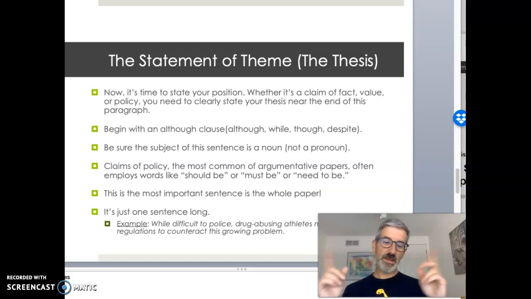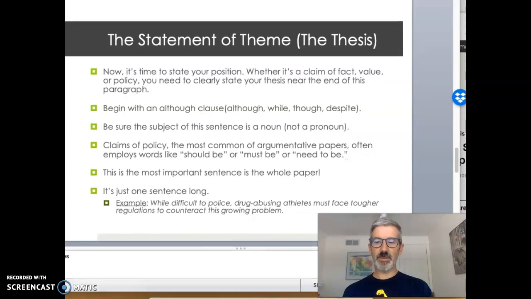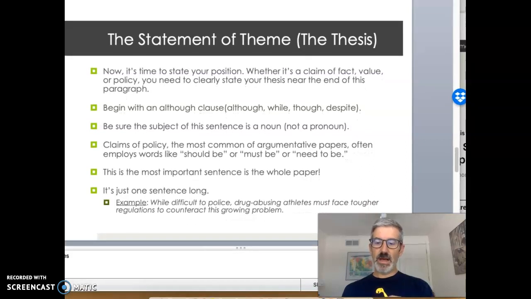Okay? This right here is pretty much your most important sentence in your entire essay or your presentation, your speech. This one's crucial. Generally, we do this as one sentence long. So here's the example. I'm not sure if you're able to see this. My face might be in the way here, so let me move this down so you can see it a little bit better. Here we go. So while difficult to police, drug-abusing athletes must face tougher regulations to counteract this growing problem. Okay, so this is your one sentence.